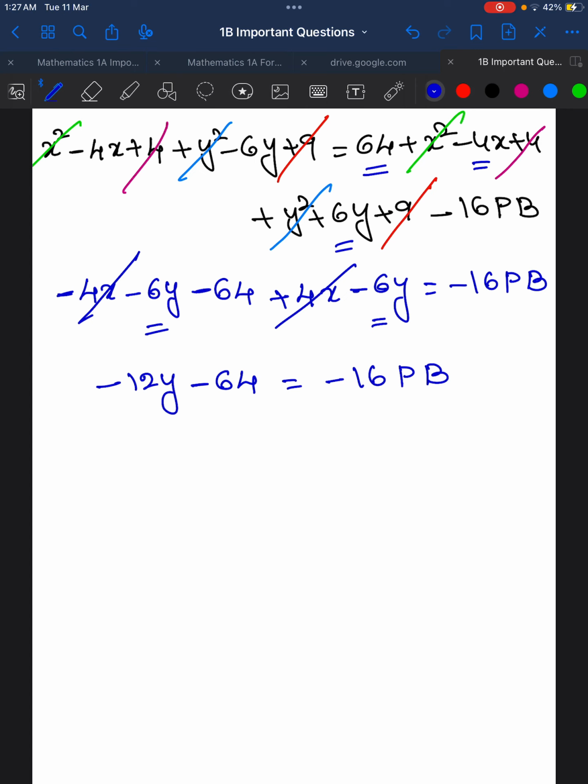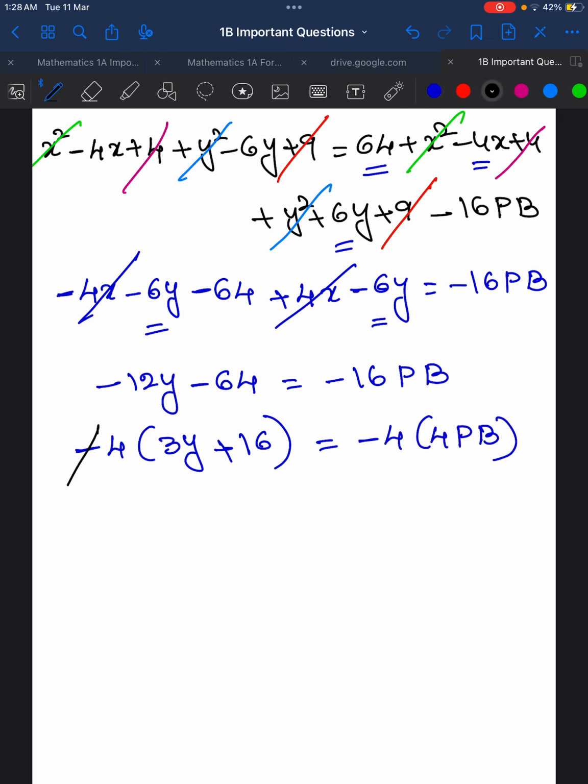Now what can I do? I can take minus 4 common. So it will become 3y: 3 fours are 12, and 16 fours are 64. Okay. Here also, minus 4 common. It will become 4 PB. So minus 4 is gone, and you are left with 3y plus 16 is equal to 4 PB.